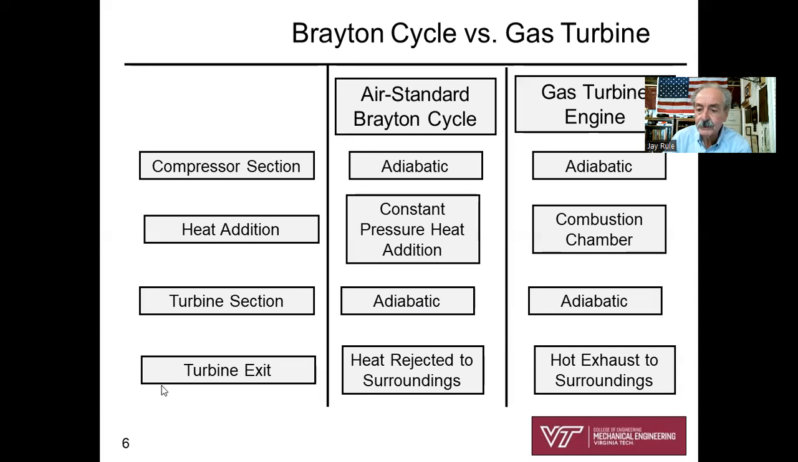And then finally, at the turbine exit, in the Brayton cycle, we reject heat from the air so that we can return to the inlet of the compressor. But in the gas turbine engine, we simply exhaust our hot exhaust out to the surroundings.